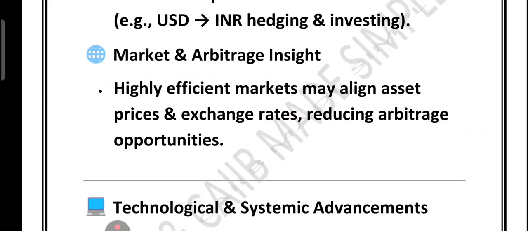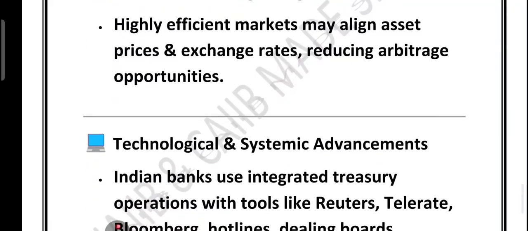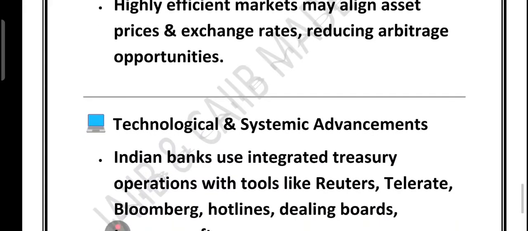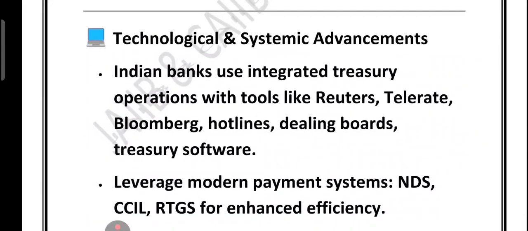Then we have market and arbitrage insight. In a highly efficient market, asset prices and exchange rates are well aligned. This reduces the scope for arbitrage opportunity. So if you have a highly efficient market, there is low scope for arbitrage. And Indian banks use integrated treasury operations with advanced tools like Reuters, Bloomberg, hotlines, dealing boards, etc.